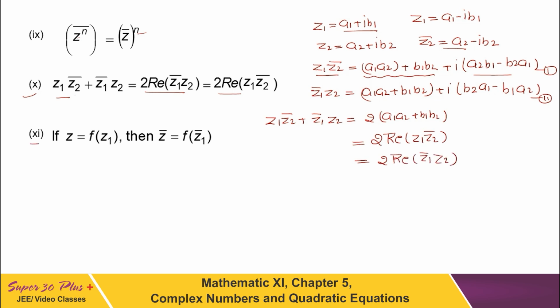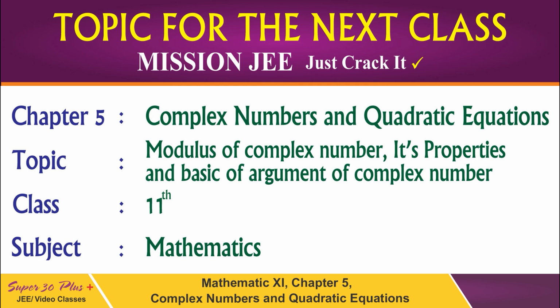Property number 11 is here. If Z is equal to f(Z1), then Z bar is equal to f(Z1 bar). This is one of the most important properties which can be used in various questions.